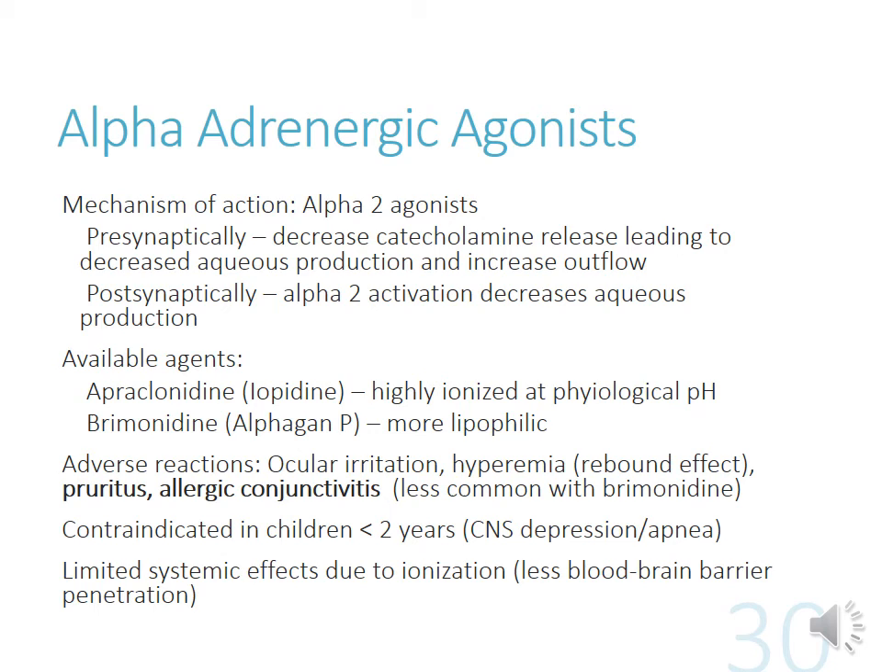Because of the alpha-2 effects of decreasing catecholamine release, you can also see depression of the CNS. So you end up seeing CNS depression, increased lethargy, and apnea happening as well. Very young patients who were given this are more likely to see systemic effects. So that's a good contraindication to know.